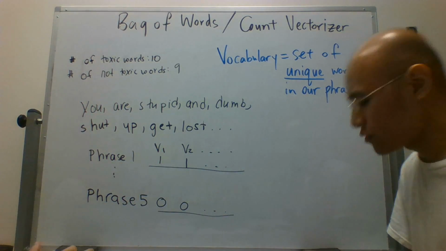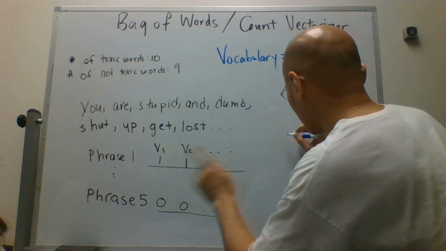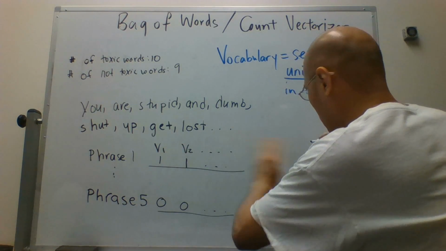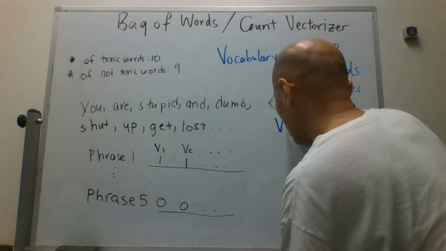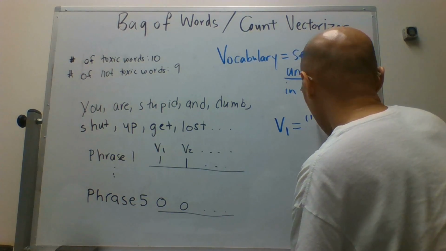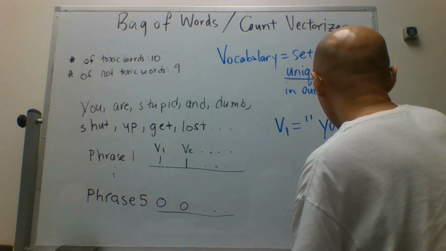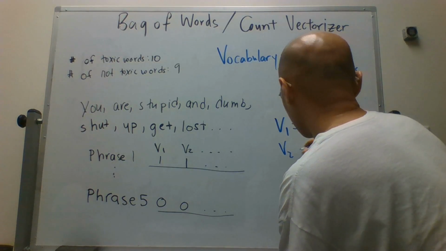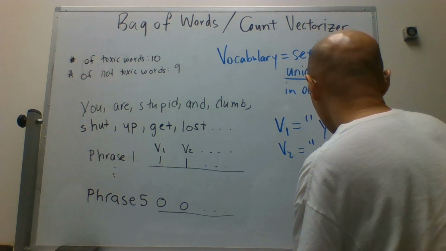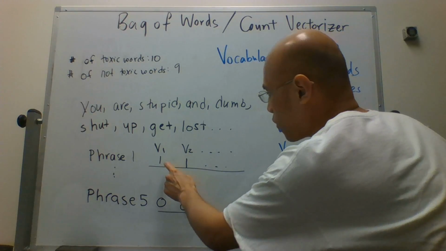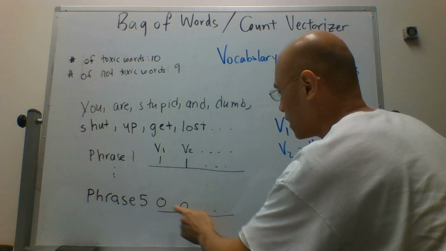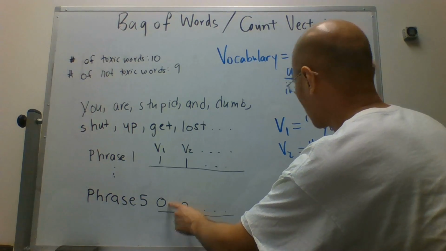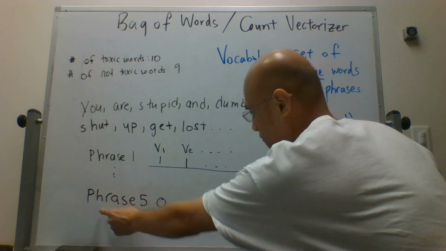Just for everybody at home, in case I think Mandy made it very clear earlier verbally, but just to make this in writing, V1 is the word you, and V2 is the word are. And so 1 is the number of times you appears in phrase 1, and 0 here is the number of times that the word you appears in phrase 5.